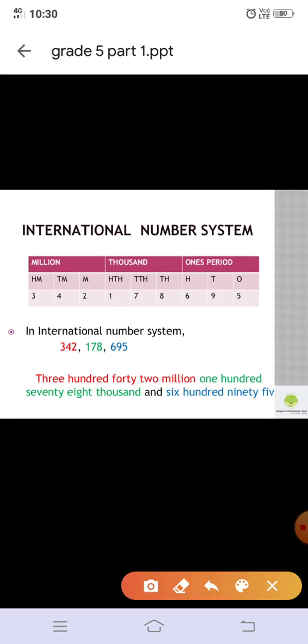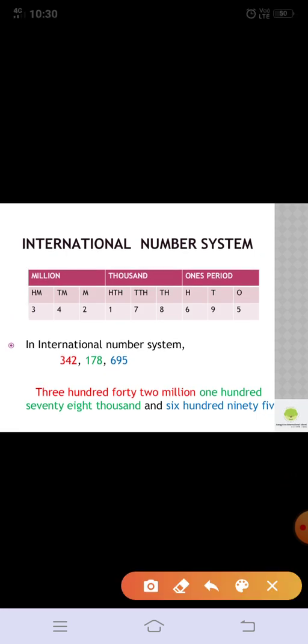It is divided into ones period, thousands period, millions period. There are three places in ones period: ones, tens, hundreds. There are three places in thousands period: 1,000, 10,000, 100,000. There are three places in millions period: million, 10 million, 100 million. So here also we can read the numbers from left to right.